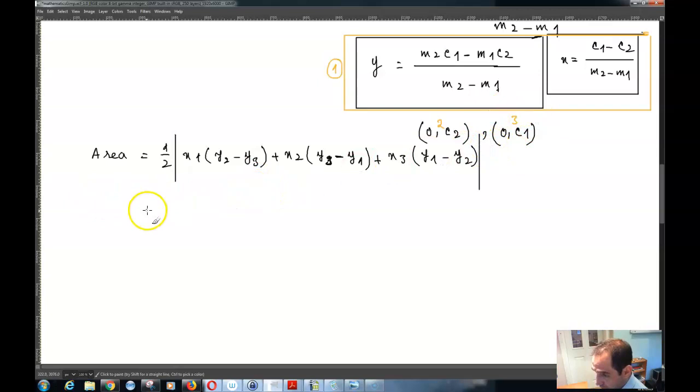So then my area is going to be 1/2 times the absolute value of x1. So x1 is basically this thing over here, which is c1 minus c2 over m2 minus m1 times y2 minus y3. y2 is basically c2, and y3 is equal to c1. So that's c2 minus c1.